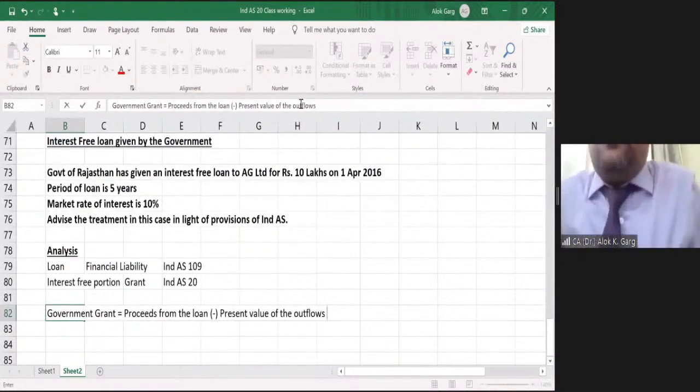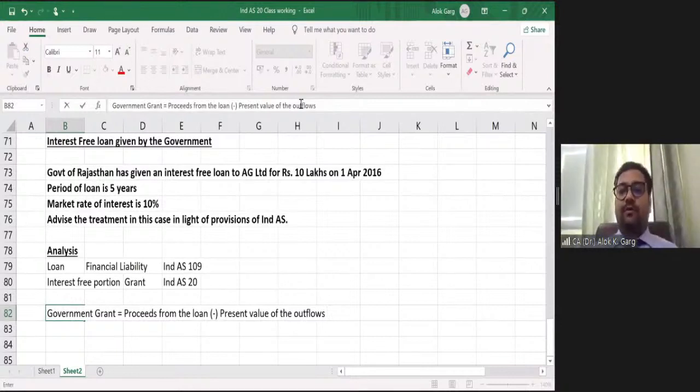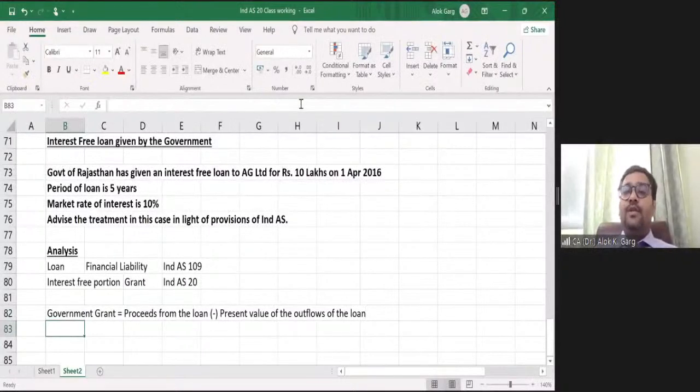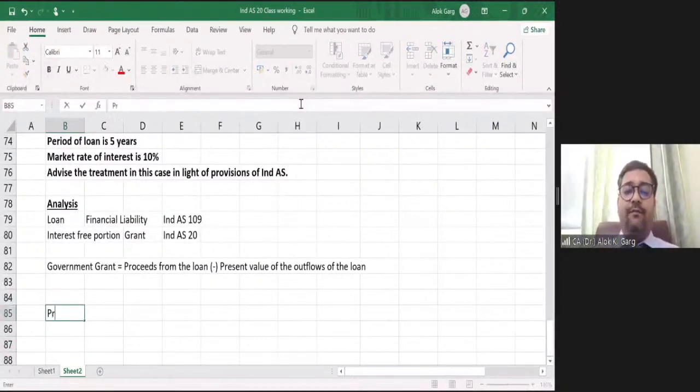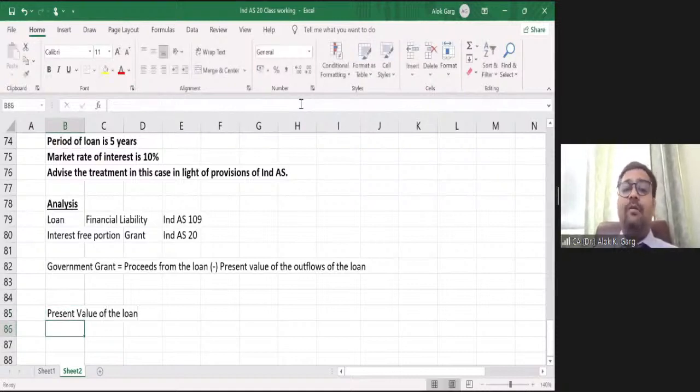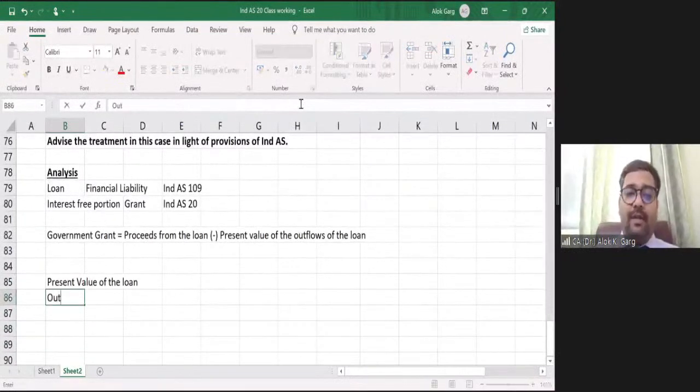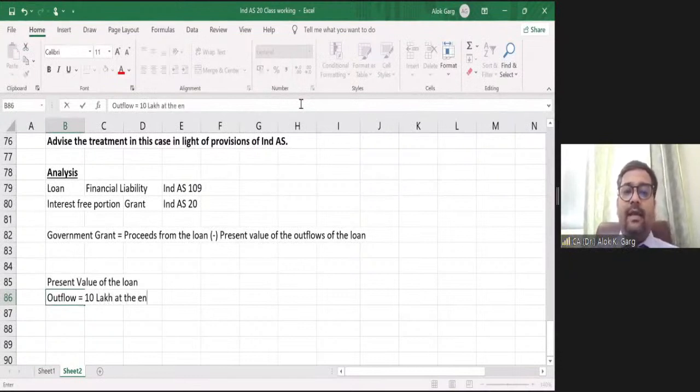Okay. Minus present value of the outflows of the loan. So friends, in this case, what will be the treatment and how will the calculation go on? First of all, if we need to calculate the present value of the loan, what will be the outflow? The outflow will be 10 lakh rupees, because it is an interest free loan. So outflow will be 10 lakh at the end of 5 years.